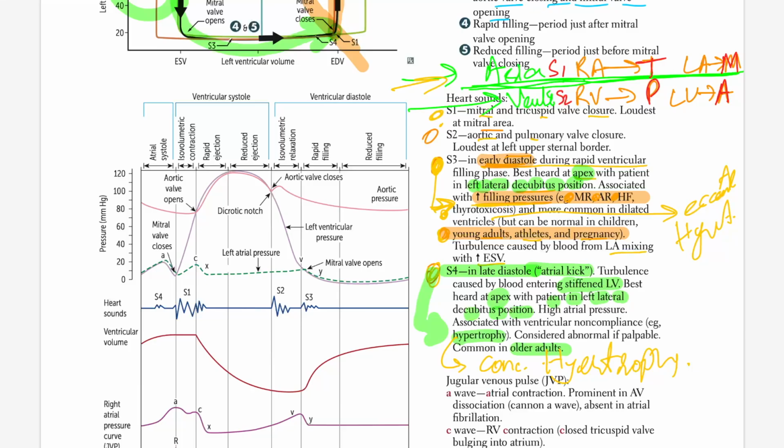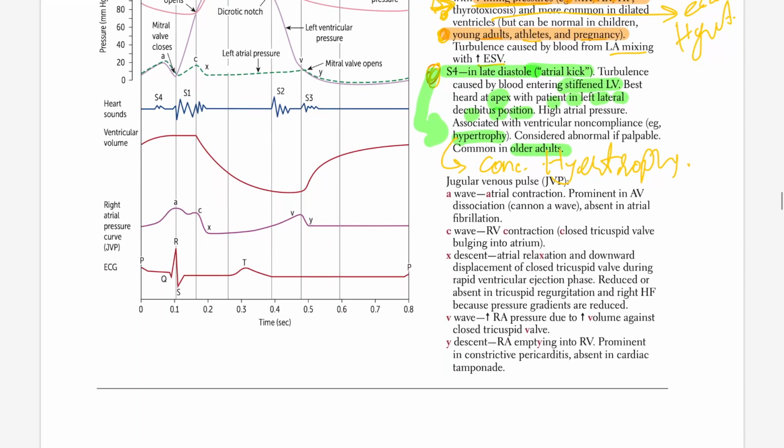Okay, now looking at JVP, jugular venous pressure. What do we have? So JVP, let's change color.